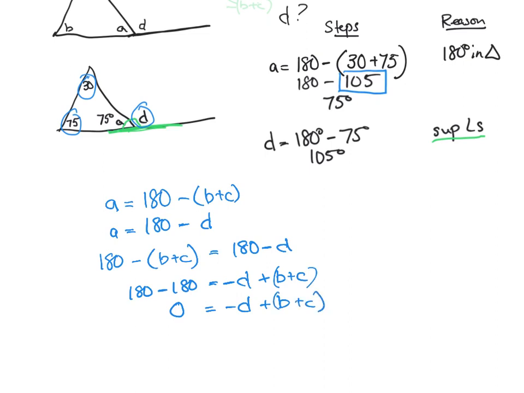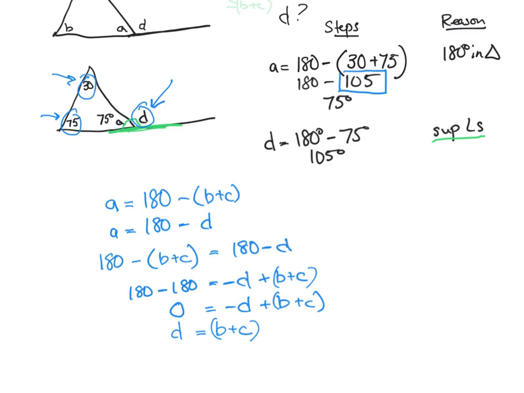And so D then we can bring to the other side to get rid of the negative. So what are we going to have? We're going to have D is equal to B plus C. So it shows you that the exterior angle here is equal to the sum of the two interior angles that are opposite from that exterior angle.